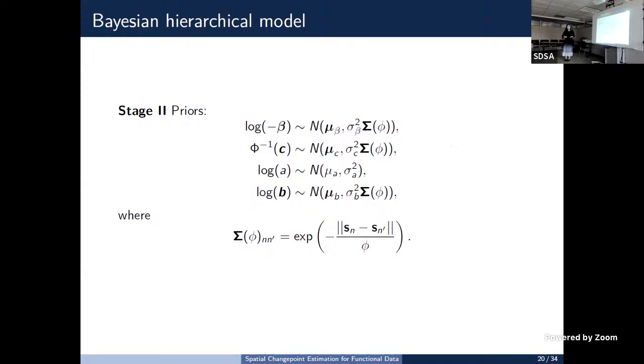Then let's go to stage two of our model. Beta again is the slope, it is negative, so we use log minus beta to transform it to minus infinity to positive infinity. C is the scaled change point, it's between 0 and 1, so we use the inverse of the normal CDF. A and B are both positive, so we use the log transformation. And we have the spatial correlation here for these three parameters. They share the same form. For the other parameters like mu and sigma, we will give them some hyperpriors and let the model learn the value. So it is a very complicated model with three stages.